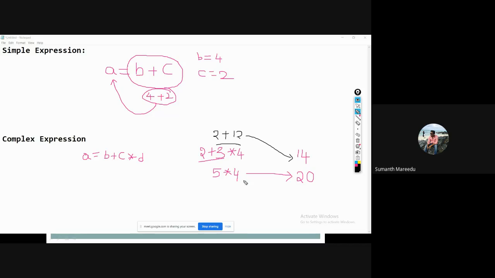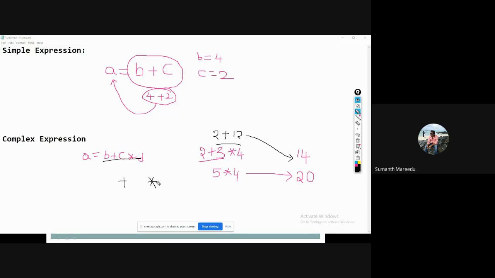Okay, so these are the two possibilities of evaluating a complex expression. I have an addition operation and a multiplication operation, so two operations are there. Choosing the first operation is important, and the choice of operations depends on the precedence of operators. That means the priority of the operators.